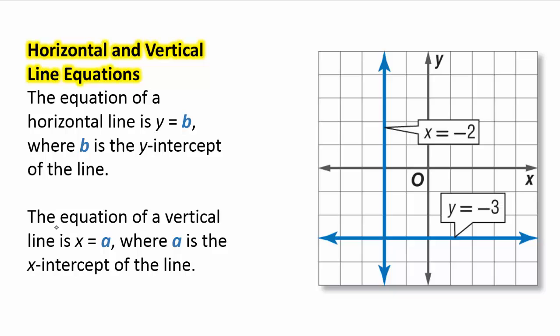Now, vertical lines, the equation is going to be x equals a, where a is the x-intercept of the line. So it's going to be where the line crosses the x-axis. If you take a look at this line here, it crosses at negative 2, so the equation is going to be x equals negative 2.